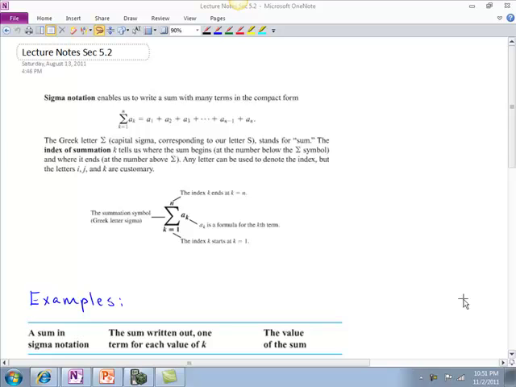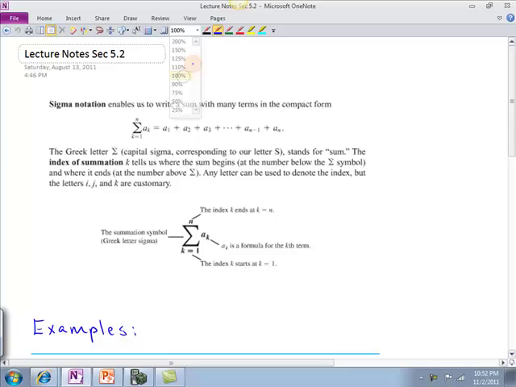In section 5.2, we are introduced to the idea of summing up things, and we use sigma notation. It is the Greek letter sigma, which is right here. It looks kind of like a backwards S. It stands for sum. Now, there are different parts to it, and I've got that all right here. Let's make that a little bit bigger.